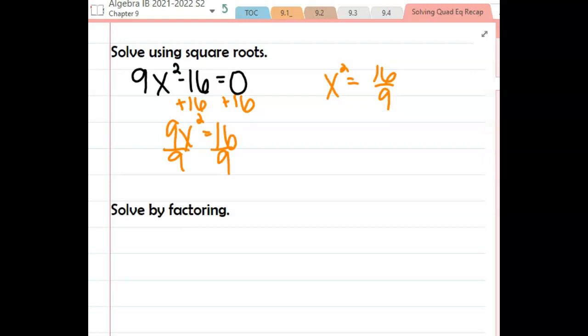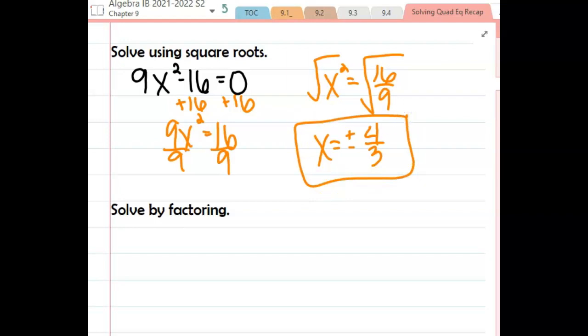And then, now that it's just x squared, remember the whole point of solving equations is to find out what x is. I need to get rid of the squared. So to get rid of the squared, we would square root both sides. So we get x equals. Now, when you take the square root of 16, you get 4. When you take the square root of 9, you get 3. Remember, people forget this all the time. That's not your answer. What am I missing? Plus or minus. 2 answers. Plus or minus 4 over 3.